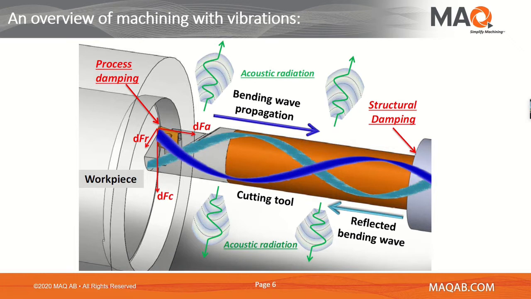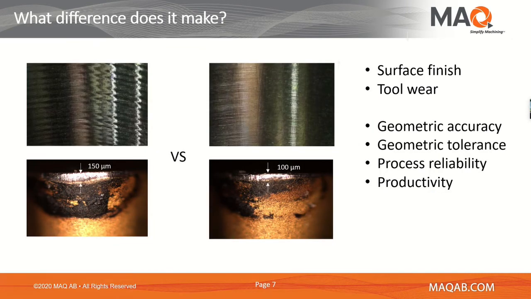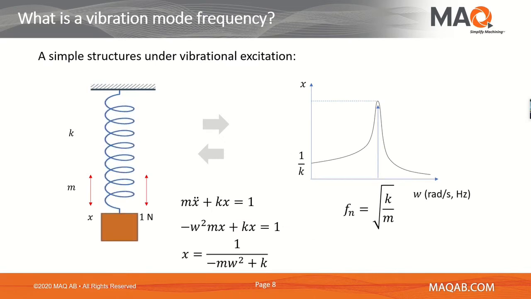The difference it makes, first of all, when you have a vibration compared to the case where you don't have it, the very apparent difference is the surface finish and the tool wear. Apart from that, we also have seen the difference in the geometric accuracy and also the geometric tolerance of the machine part. The process reliability plus the productivity also gets affected by the vibrations. So this is the difference we are talking about. And as we all know, for machinists, it's important to have a reliable process, and it's important to have a high productivity so that we save the cost.